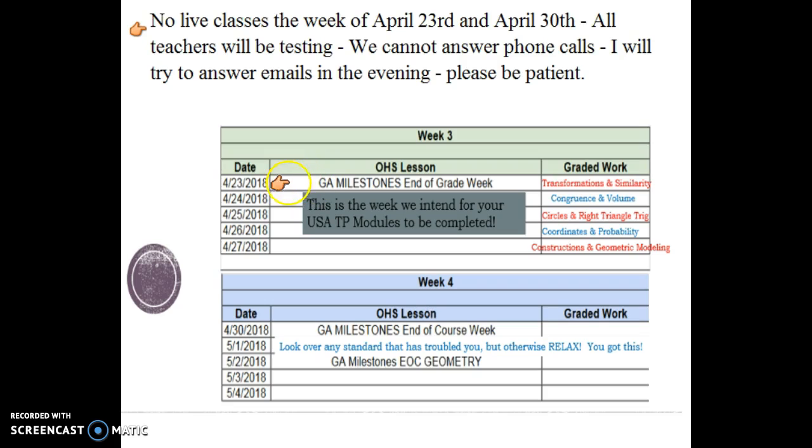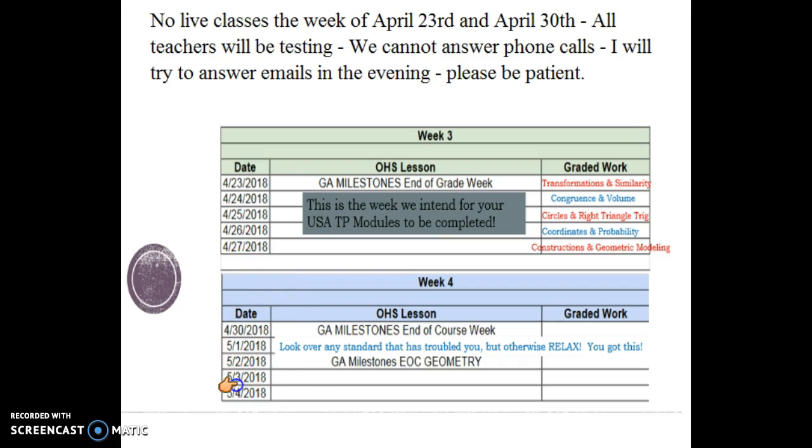Keep in mind, during this week, you do have work to do. The work is in USA Test Prep. Under USA Test Prep, you'll see these EOC Review modules. It'll say EOC Review Module Transformation, EOC Review Module Similarity. There are 10 of them, so focus on doing 2 of them each day. I'll show you in just a minute, they do have more than one assignment in there, but this is also a great review for your EOC.